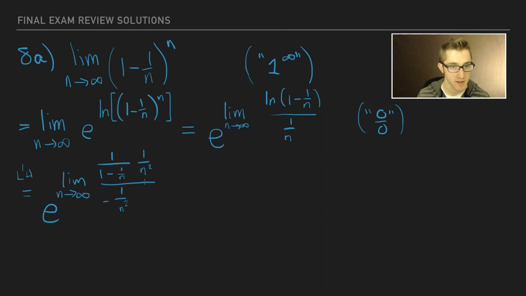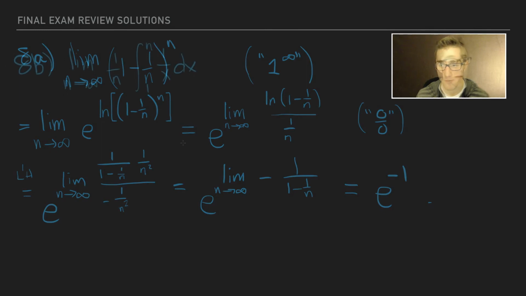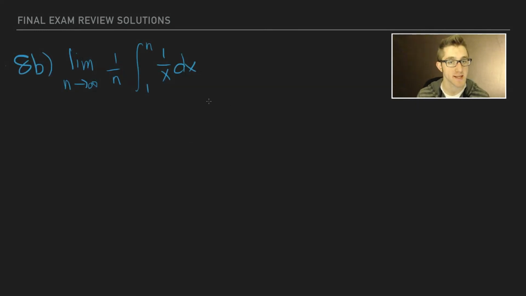So I have 1 over n squared here, and here they'll cancel, and I get e to the limit as n goes to infinity of just this last piece, 1 over 1 minus 1 over n. And now I can just take the limit as n goes to infinity. This term will go to 0, and I have 1 over 1 minus 0, so 1. And then my answer is not 1, it's e to the 1. So remember, we kept this e along the whole time. And there. Okay. Problem 8b is actually also a L'Hopital's rule problem in disguise.